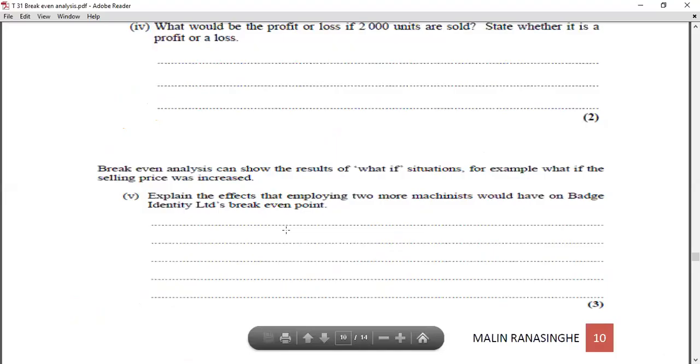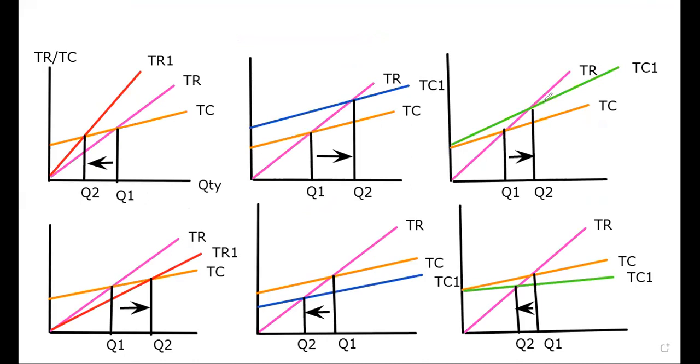Next, explain the effect of employing 2 more machinists would have on Batch Identity Limited's break-even output. This question is asking a different scenario. If you employ more machinists, that means direct labor, and direct labor means variable cost. They're asking about this chart, where you can see what happens when variable cost increases. In the third chart, when variable cost increases, total cost will increase, and when total cost increases, the break-even point will increase. So you can explain that situation in the answer for a 3-mark question.